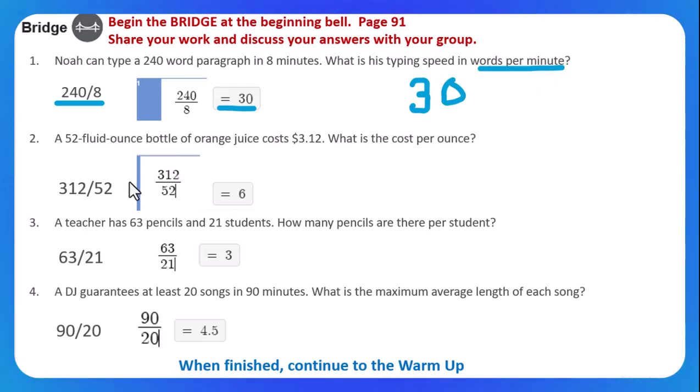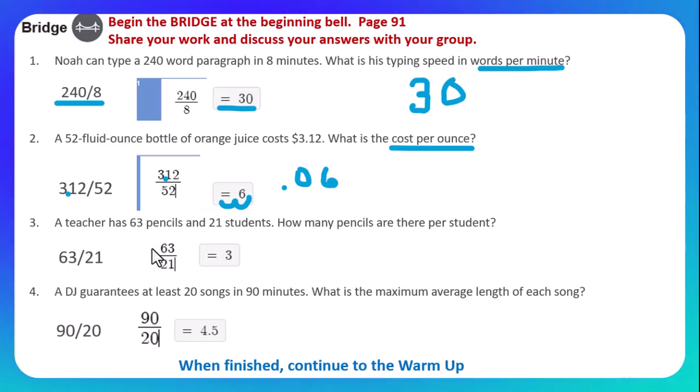All right, the next question that we set up, $3.12. I forgot my decimal here. Let me put it here. And it would be, move it over 2 places, 1, 2. It's going to be 0.06. In other words, 6 cents. Cost per ounce is 6 cents per ounce.